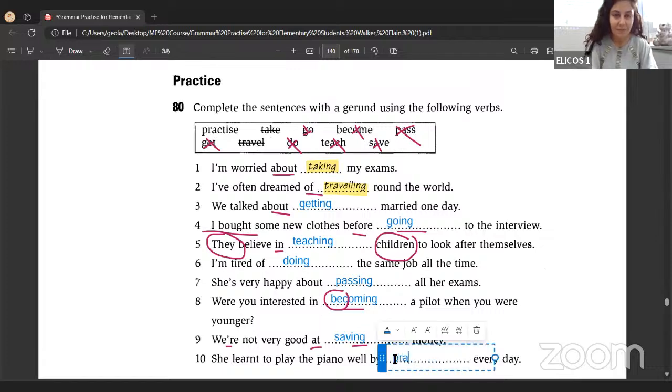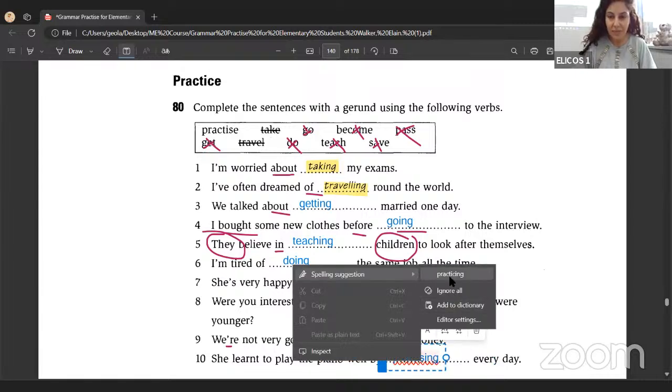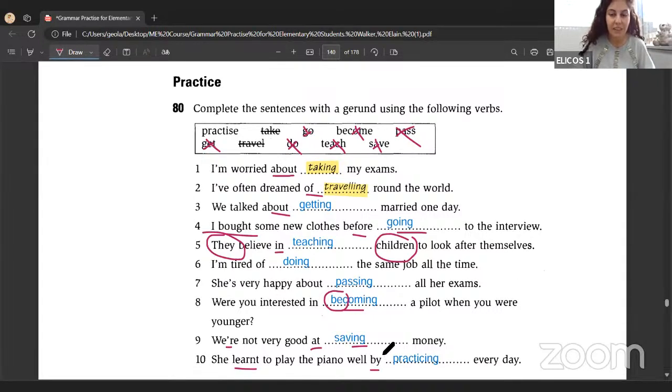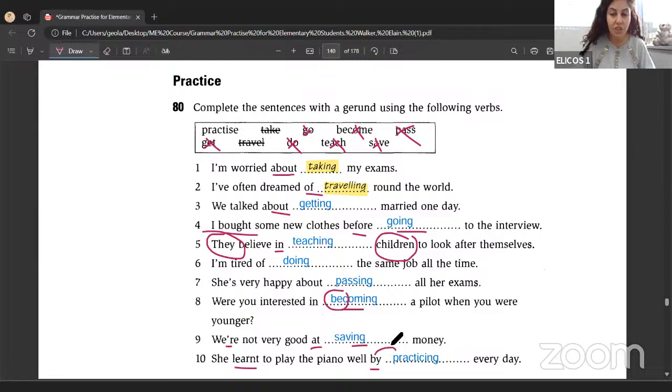By practicing every day. Yes, by practicing every day. So you could see the first action. Why? The first action is she learnt to play the piano well. And then we've got this by. How do we do something? The by tells you how. So what did she do to learn the piano well? By practicing every day.